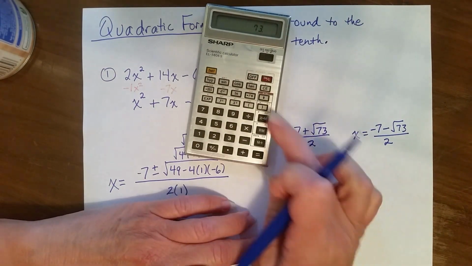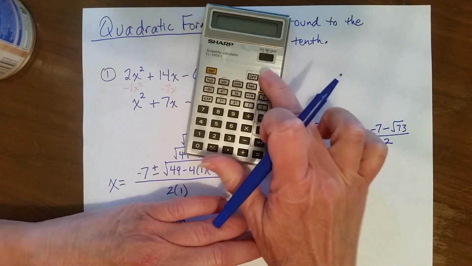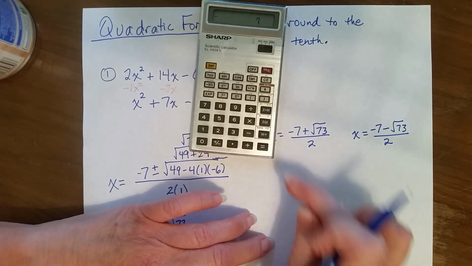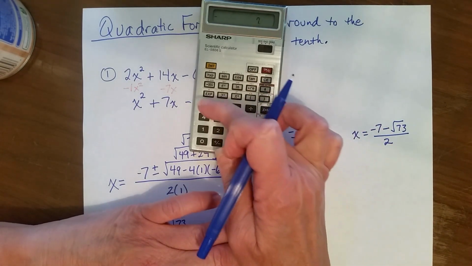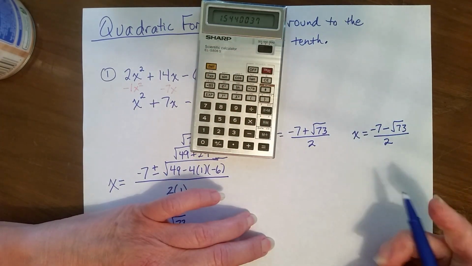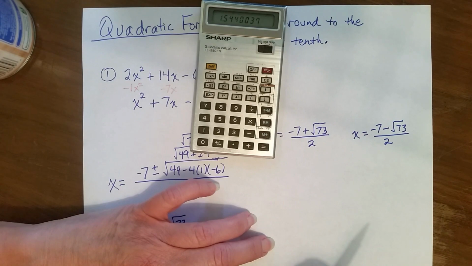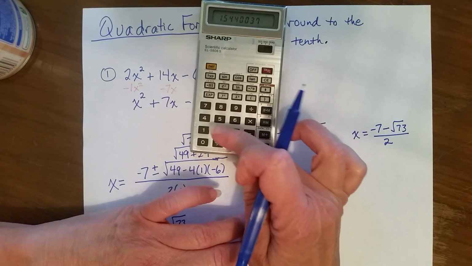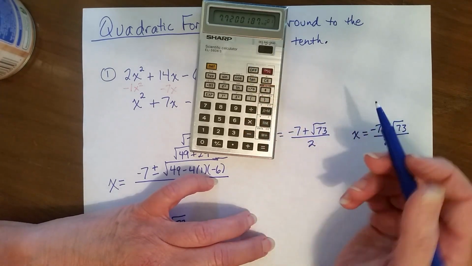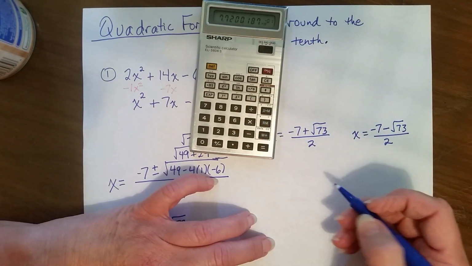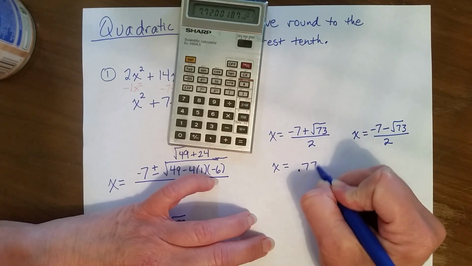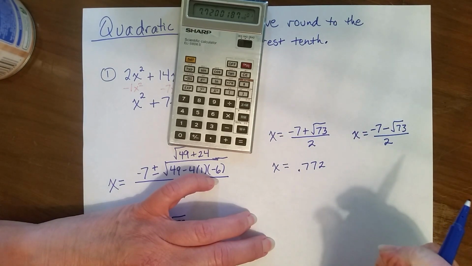Okay, so here we go. Let's turn that on. Okay, so I have -7 plus the square root of 73, and I get 1.544. I'll leave all that in there, and then I'll divide by 2, and I get, okay, my calculator is giving me scientific notation, but yours probably won't. But what I get is x equals 0.772, etc.